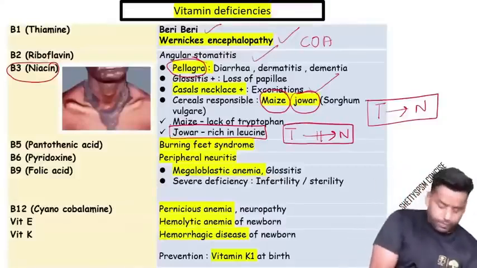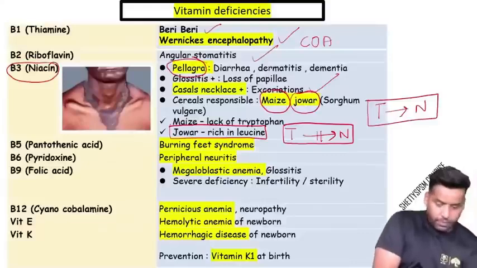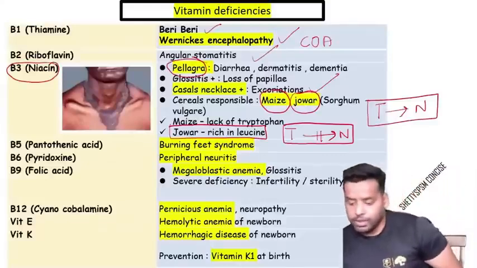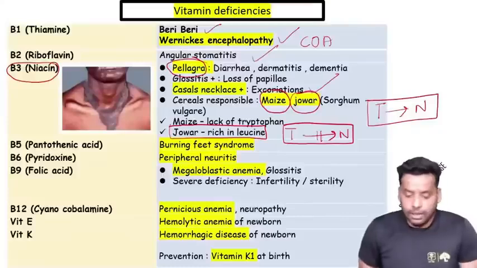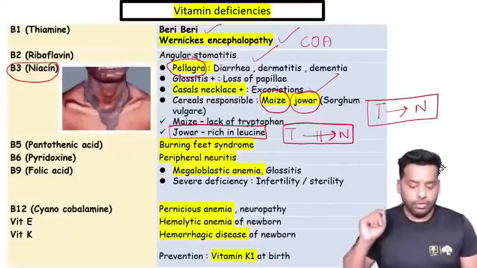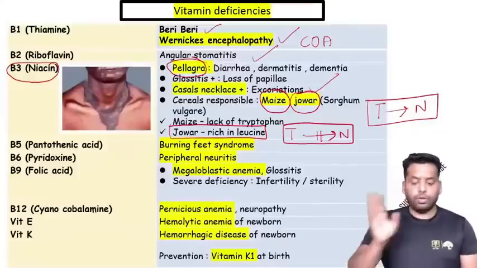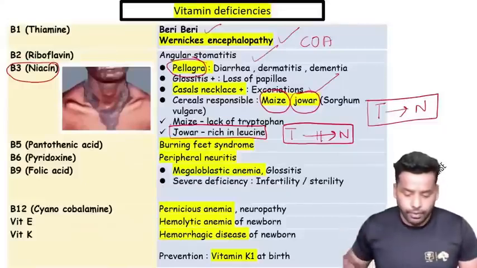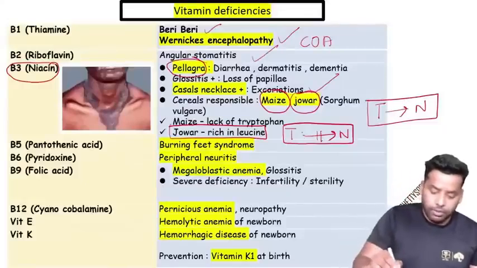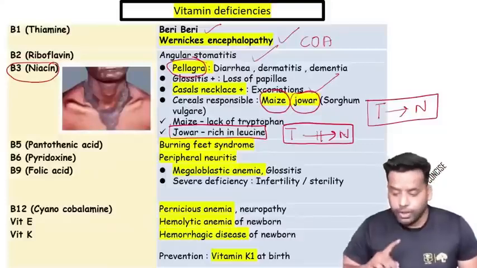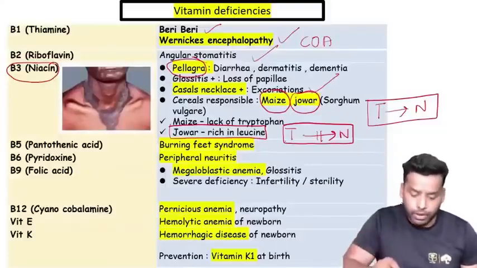True or false? Consumption of maize and jowar can lead to pellagra. The reason is in maize there is lack of tryptophan. So once there is no tryptophan, there is no niacin. Jowar, being rich in leucine, will block the conversion from tryptophan to niacin.